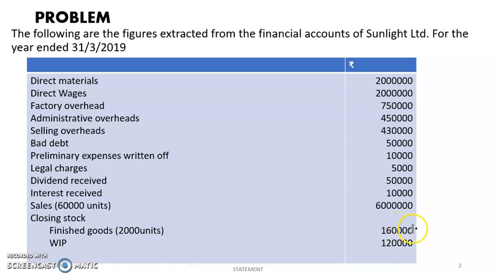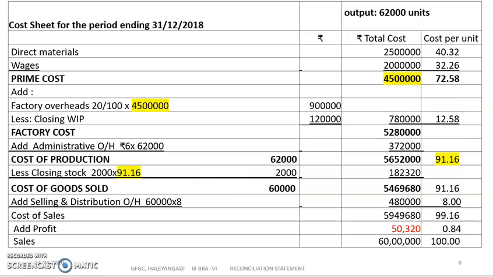In the question, they've given 1,60,000. You can't take that because in the cost sheet, you need to value the closing stock based on the cost of production. So 2,000 units into cost of production per unit, 91.16. So that comes to 1,82,320. This is your closing stock. Minus that and you get 54,69,680. Add selling and distribution overheads.